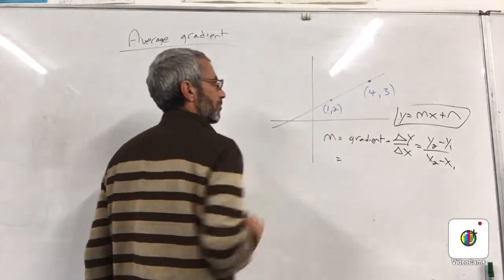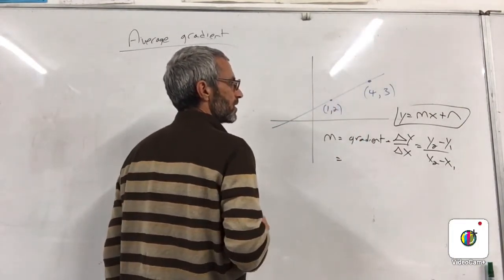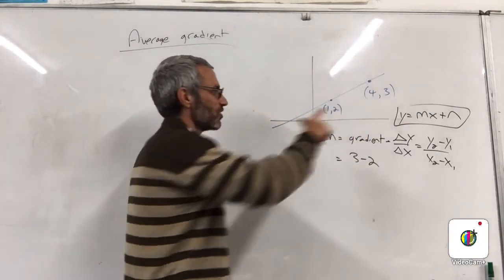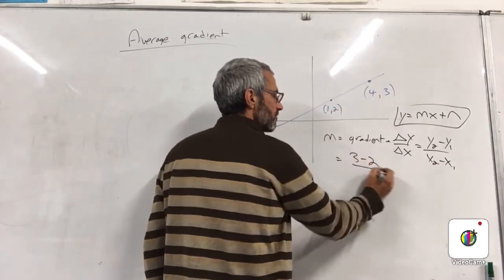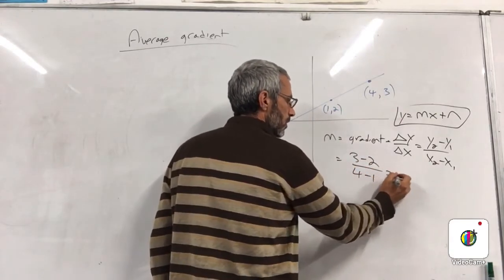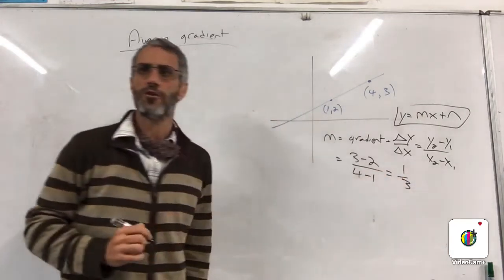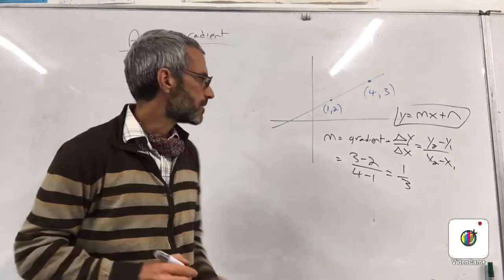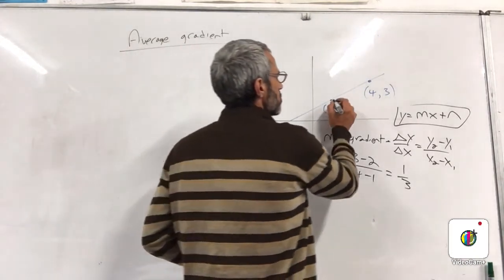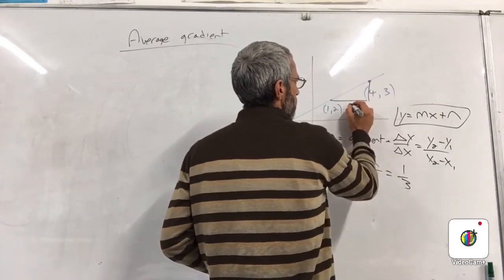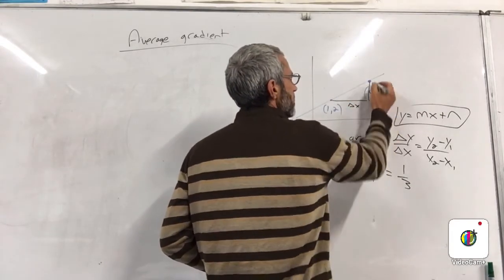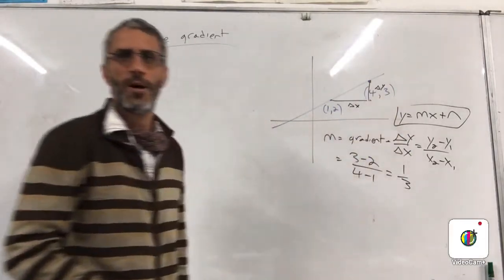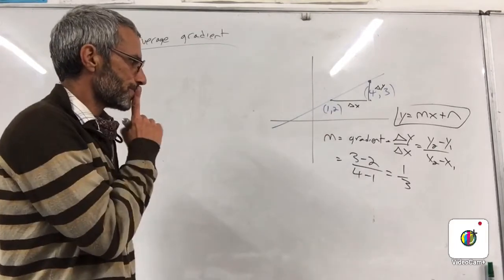Specifically for this problem, what would be the delta y? The y is on top, so it's 3 minus 2 divided by 4 minus 1, which gives 1 over 3. So the gradient is a third. Is there another way to do it just using the points? Yes. This is basically the delta x and this is the delta y, so it's the same thing. I'm doing delta y over delta x. Right, now let's move on.